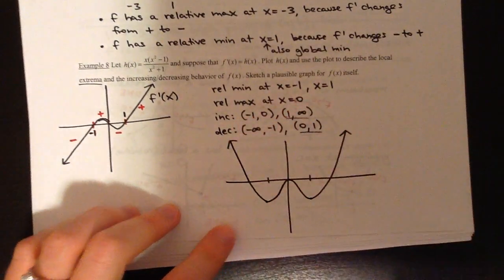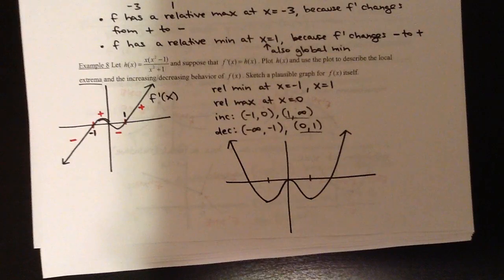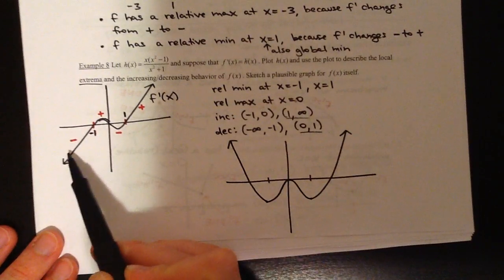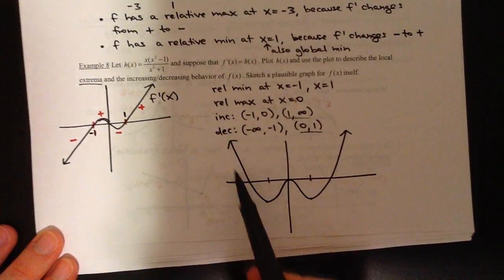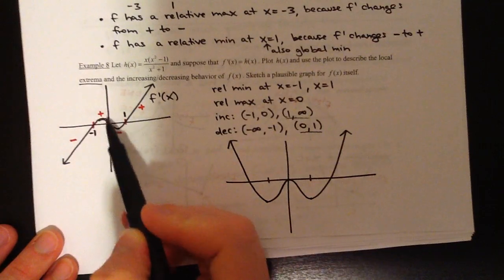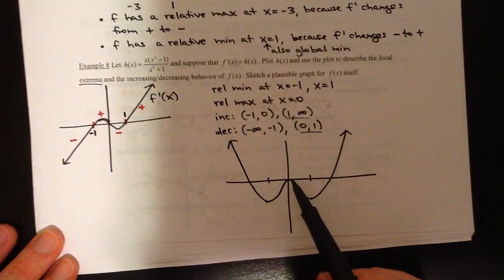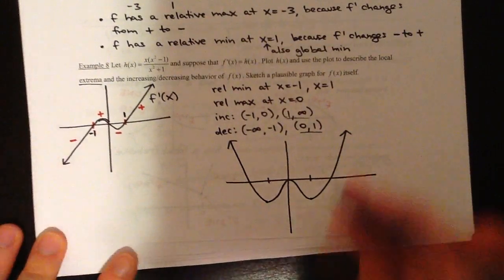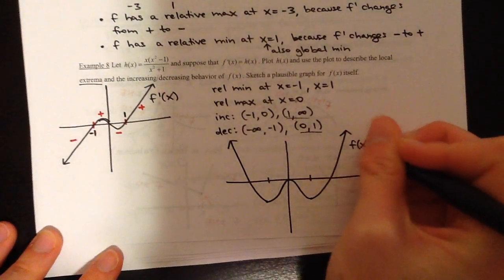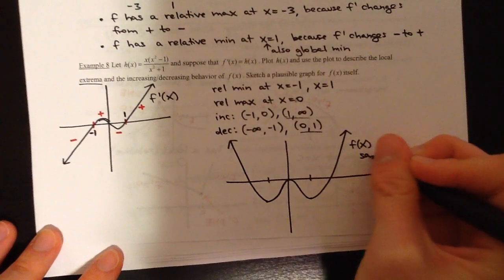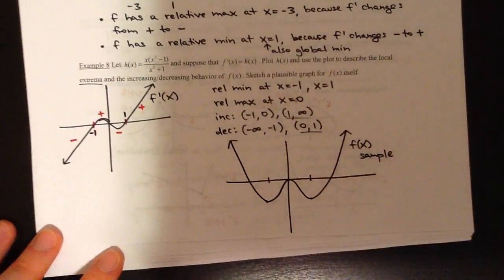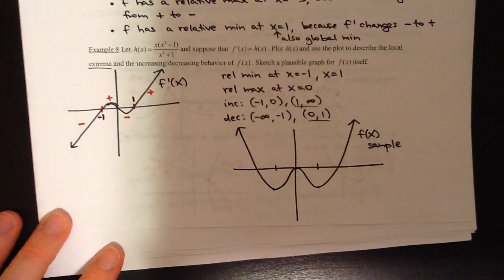So something like that. That is just a plausible graph for f. You can match all these values here. Here my derivative is negative, and that's where my function decreases. Here my derivative is positive, that's where my function increases. And then again, negative, positive, decreasing, increasing. So this is a plausible graph for f of x. Just a sample one though. Okay, sorry that went a little long, but that is it.